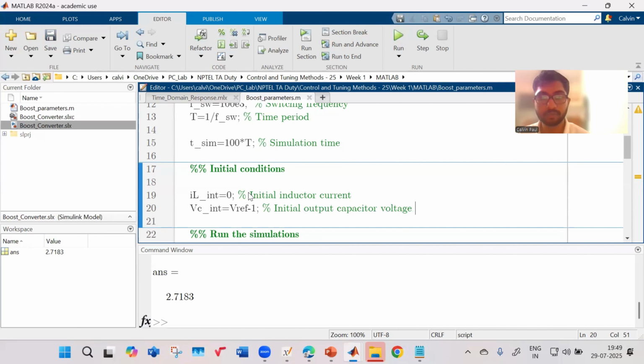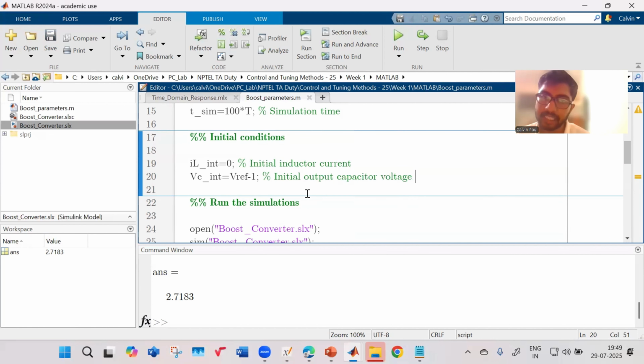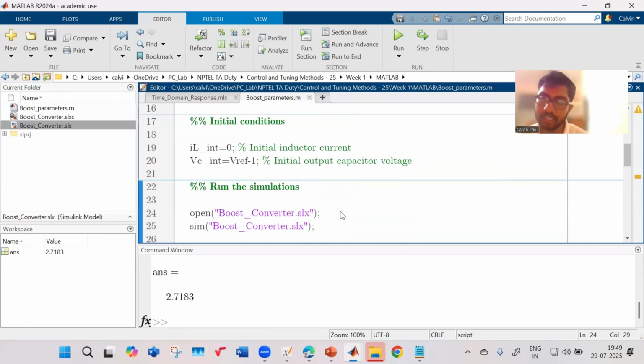This also is 0. No, not 0. This is Vref minus 1. Okay. Next, I have given a command. This command will open the file. It will open this boost_converter.slx file. And this command will simulate the file. Okay, all these it will do.